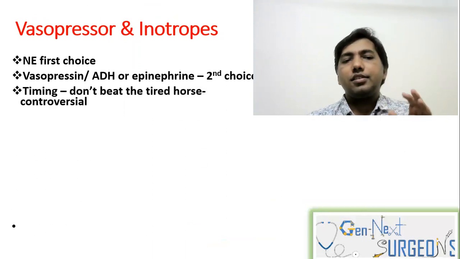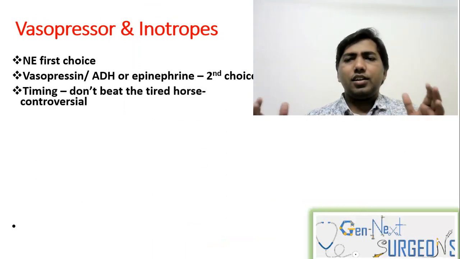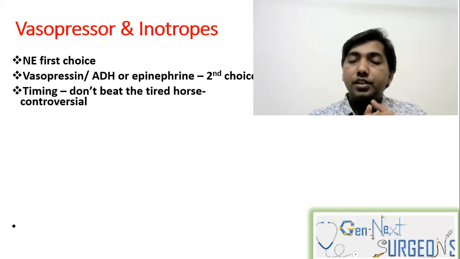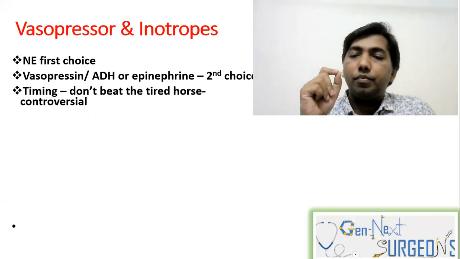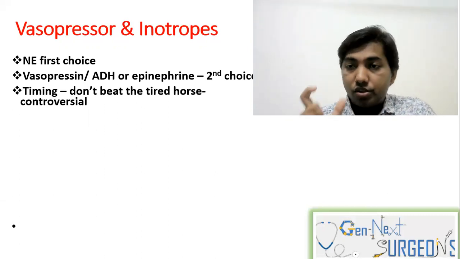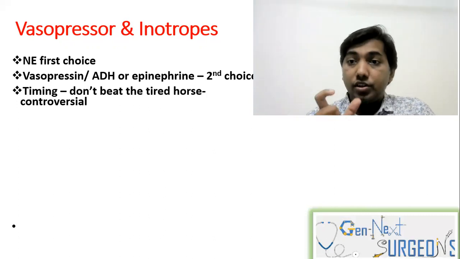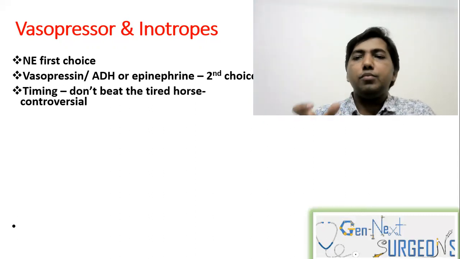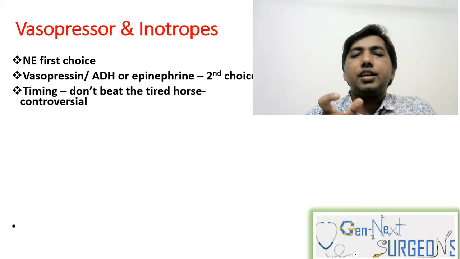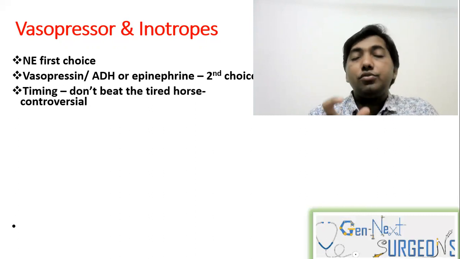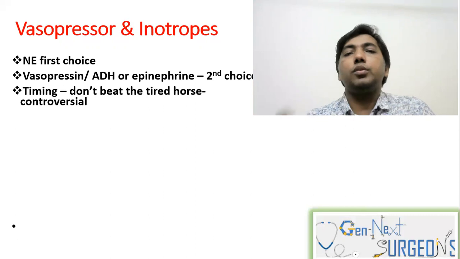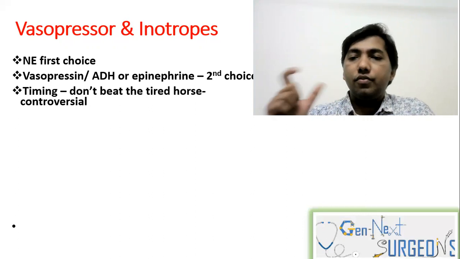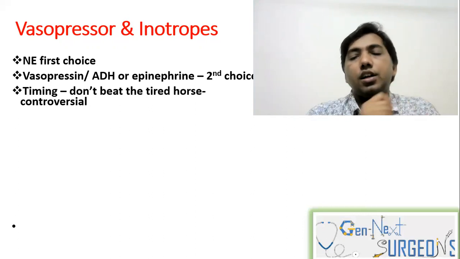And timing. There is a controversy actually, because the guidelines say that if the patient is not maintaining a mean arterial pressure of more than 65 mm of mercury, then you have to start early. Recent guidelines say that you have to start early. But previously, or even in our main books, it is written that at first we have to correct the hypovolemia of the patient. We have to resuscitate the patient with adequate fluid. After that, then we have to start this.